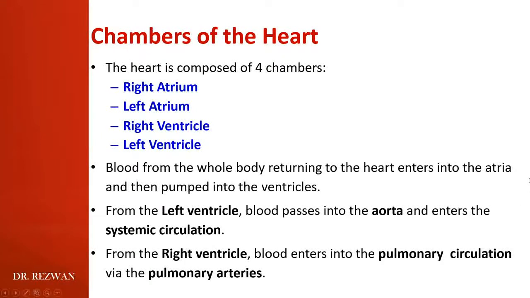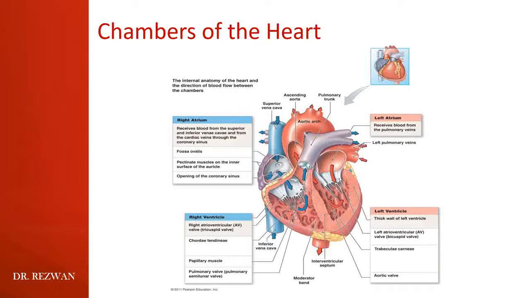Now what are the chambers of the heart? We already know the heart has four chambers: right atrium, left atrium, right ventricle and left ventricle. Blood from the whole body returning to the heart enters into the atria and is then pumped into the ventricles. From the left ventricle, blood passes into the aorta and enters the systemic circulation. And from the right ventricle, blood enters the pulmonary circulation via the pulmonary arteries. This is a representation of the heart with four chambers: right atrium, right ventricle, left atrium and the left ventricle.